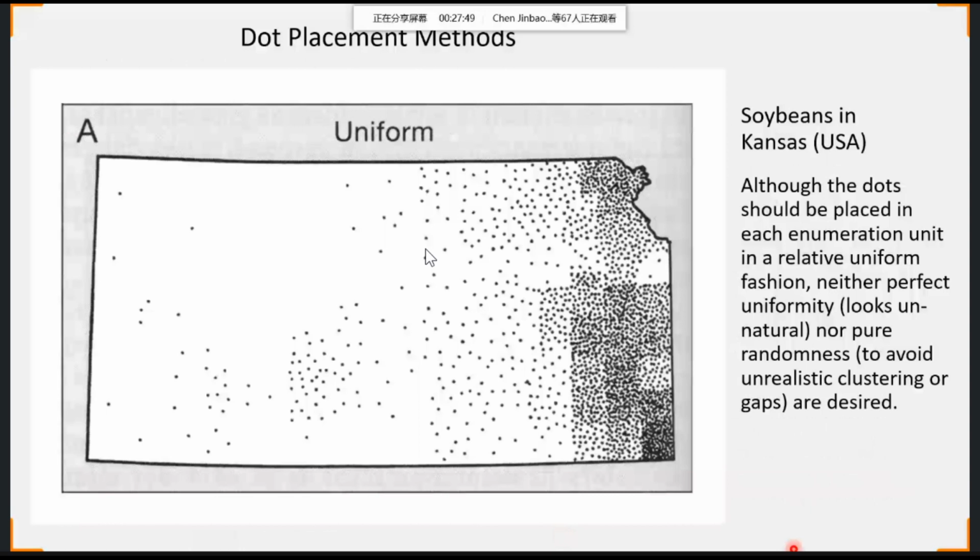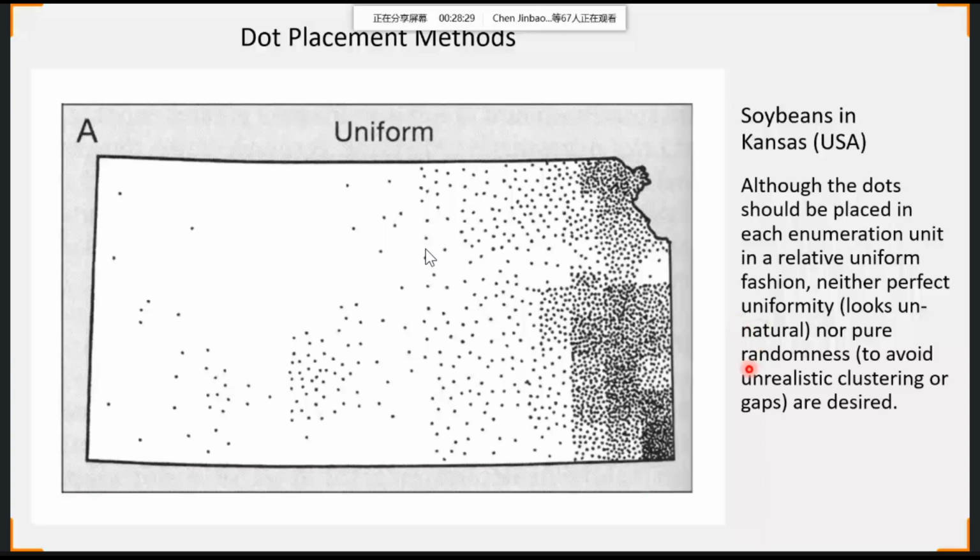And now you can see the differences in these examples. This is the first approach. Now we talk about soybeans in Kansas. The dots should be placed in each enumeration unit in a relatively uniform fashion. Neither perfect uniformity, because it looks too unnatural, nor pure randomness, to avoid unrealistic cluttering or clustering or any strange gaps. Both are not desired and should be avoided.